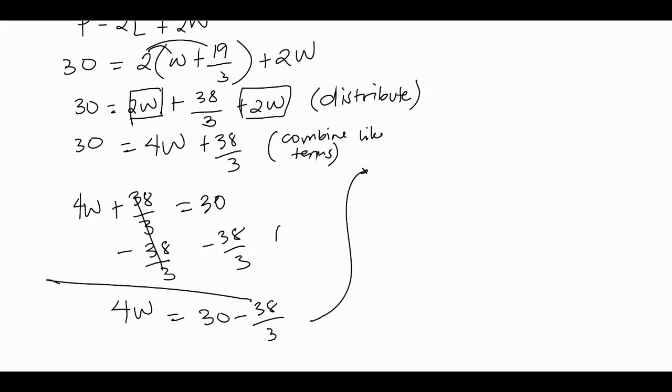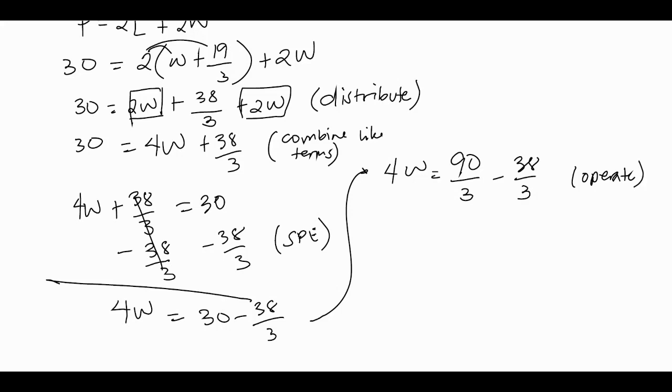All right, and then here we used SPE. Now, 4W is equal to, let us change 30 into a fraction, which will be 30 times 3 is 90 over 3 minus 38 over 3. So we can write here operate or simplify, but basically we're not simplifying yet. So 4W is equal to 90 minus 38 is going to be 52 over 3.